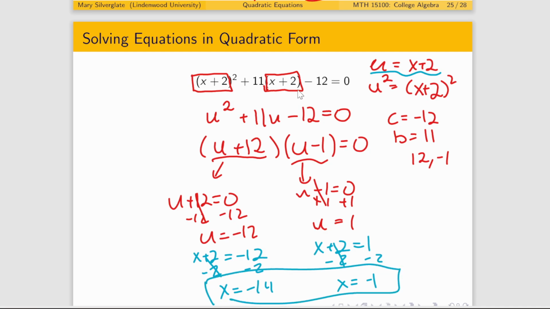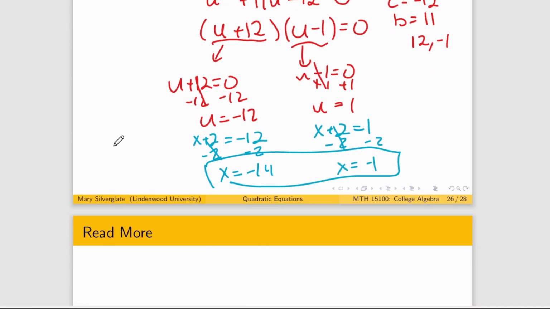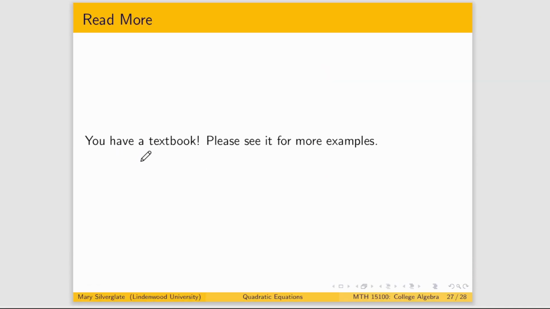And that's a lot less work than expanding this whole thing out. If you want even more examples, your textbook has lots of examples, and I also encourage you to reach out to your instructor. Hopefully you found these useful.